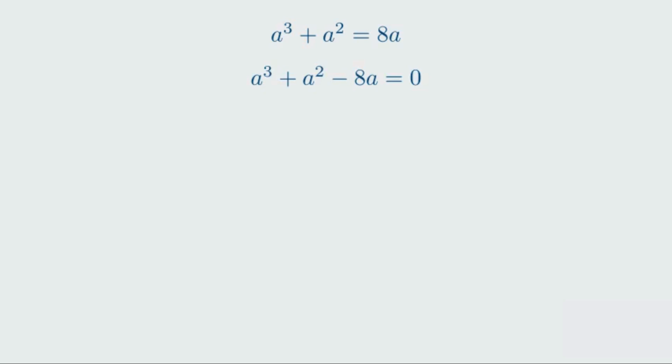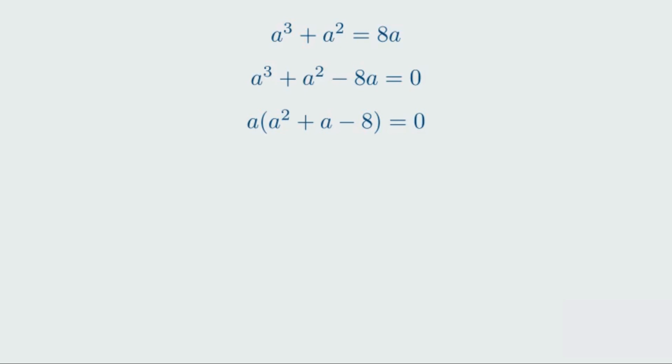Notice that all three terms, a cubed, a squared, and 8a, have a common factor of a. Therefore, we can factor out a from the entire polynomial. Factoring out a gives us a times the quantity a squared plus a minus 8, all equal to 0. Now we have a factored equation. This form is much easier to solve because it follows a very simple rule in algebra.